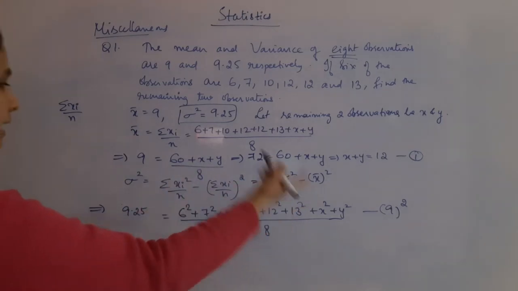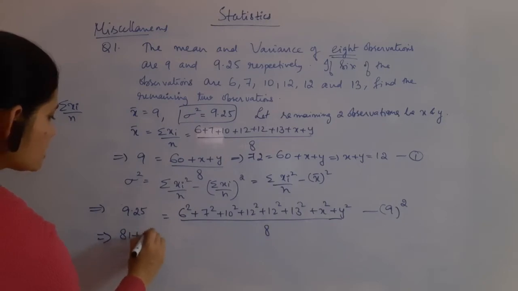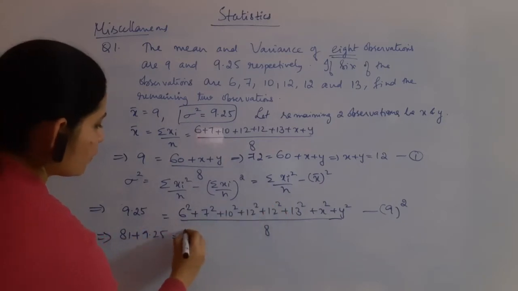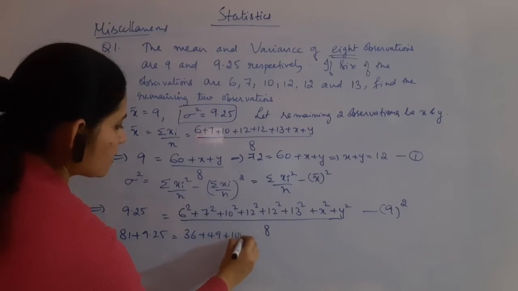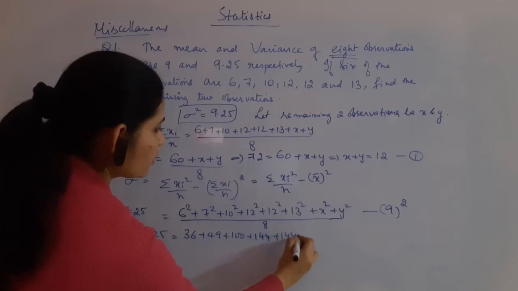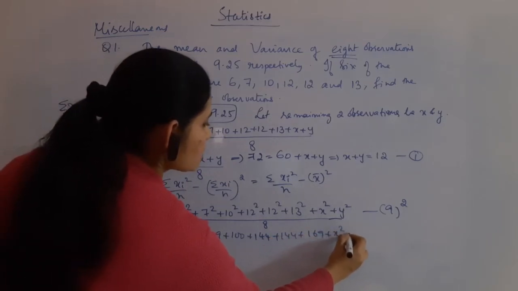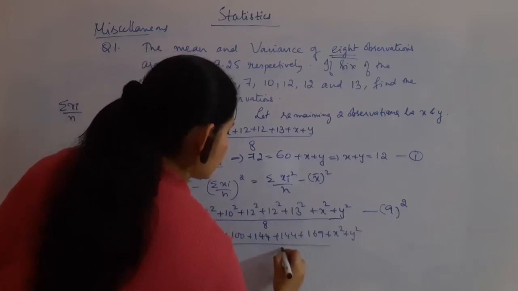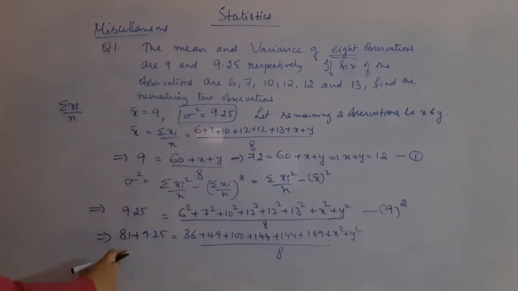It is 81. So that 81 will come here and it will become 81 plus 9.25 is equal to the sum of all these: 36 plus 49 plus 100 plus 144 plus 144 plus 169 plus x square plus y square, divided by 8. So this term came here and became positive. Now 81 plus 9.25 will give you how much? 81 plus 90.25.